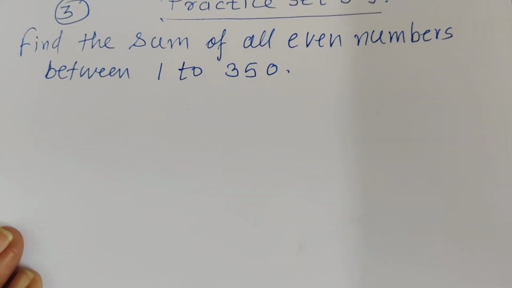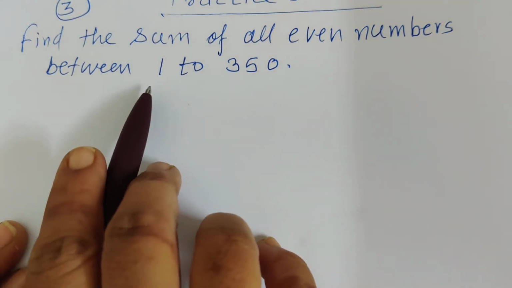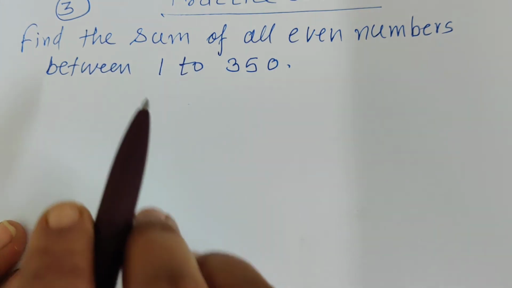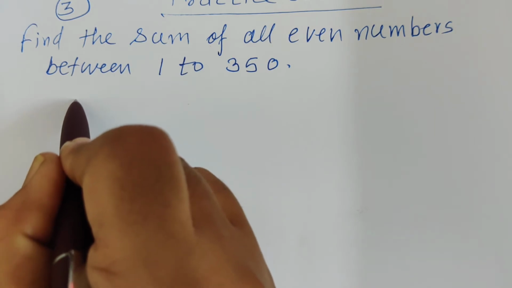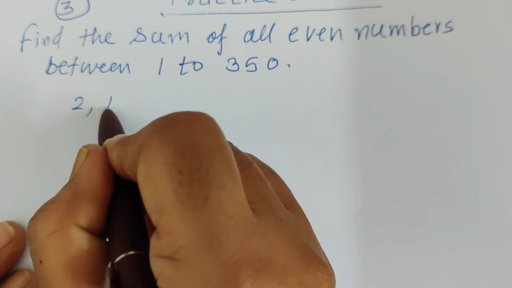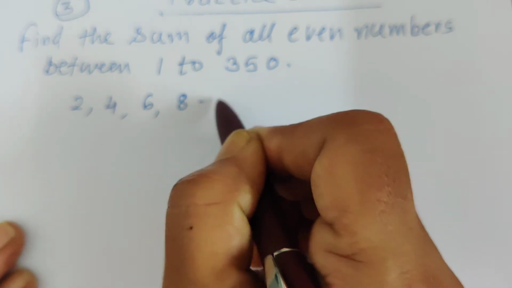Now see here, we have to find the sum between 1 to 350, but of even numbers. So 1 is not an even number. Immediately after 1, the first even number is 2. That means the even numbers start from 2, then 4, 6, 8 and so on.